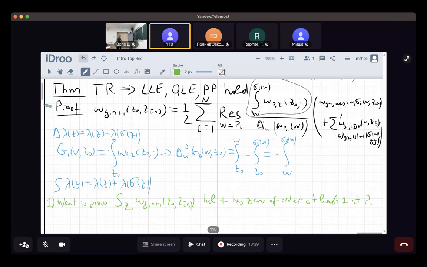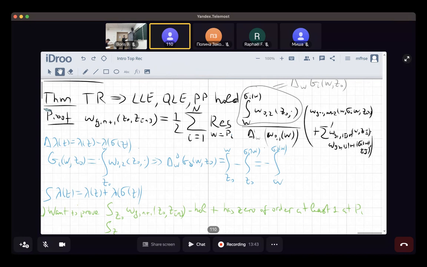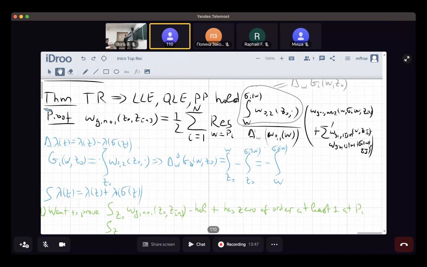Moreover, let me at first write S_{z_0} of this G. We have here this G_i of w, z_0. So S_{z_0} of G_i(w, z_0).